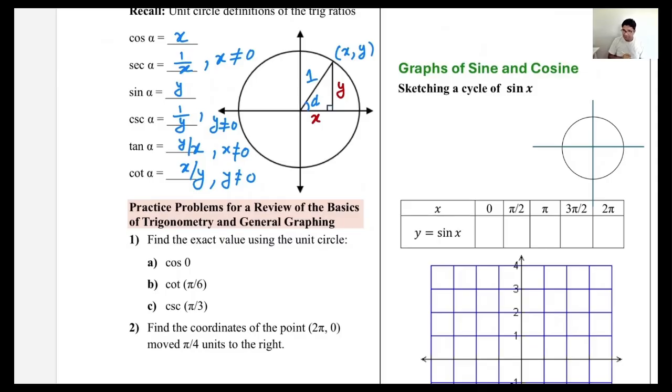Cos 0, right? The definition of cosine is x coordinate. So if I'm evaluating cos 0, I'm looking at the x coordinate on the unit circle corresponding to 0 radians, and that's on the x-axis, and its value is 1.